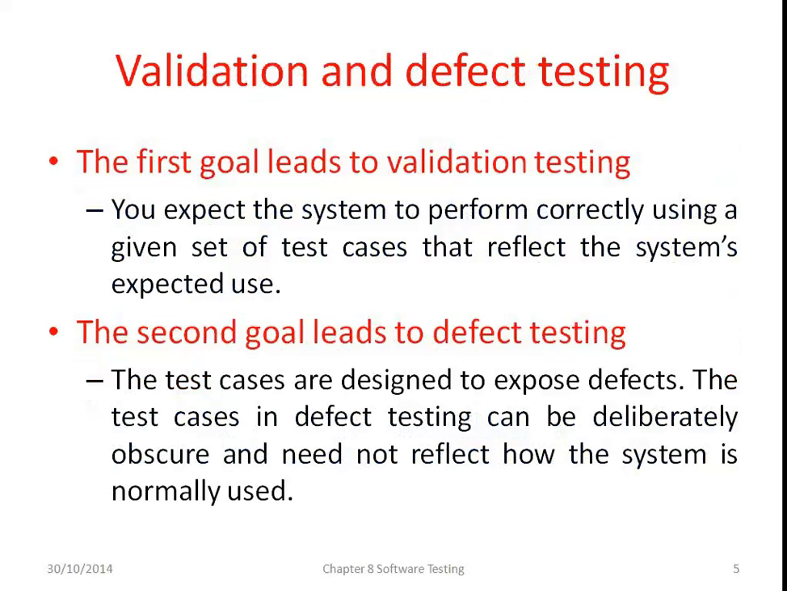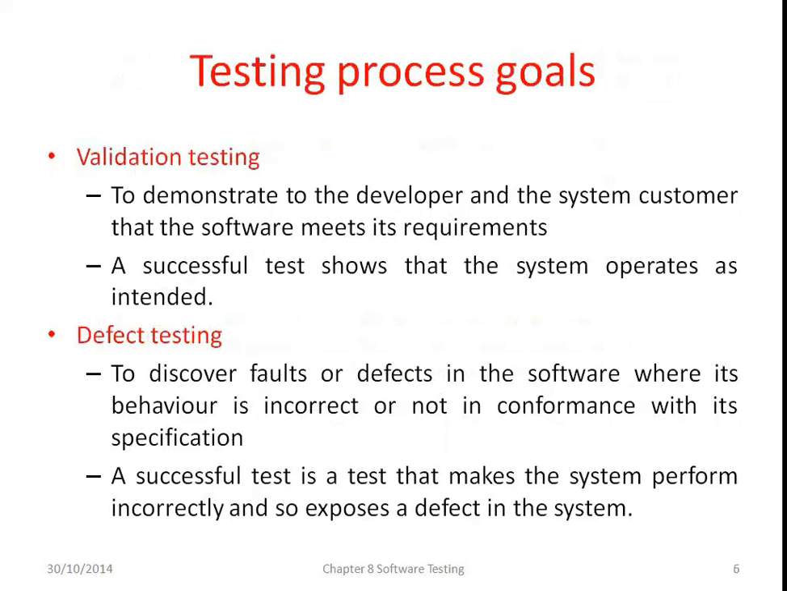The next point is validation and defect testing. What do we mean by validation? You expect the software system that the developer has built to perform correctly using a given set of test cases that reflect the system's expected use. The second goal leads to defect testing. Test cases are designed to expose defects and errors, and they can be deliberately obscure and need not reflect how the system is normally used. So the testing process goals are validation testing and defect testing.